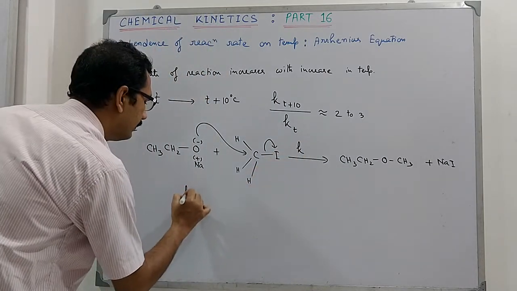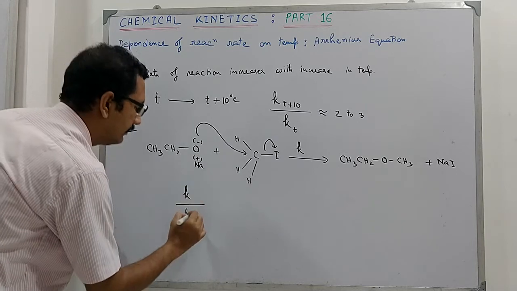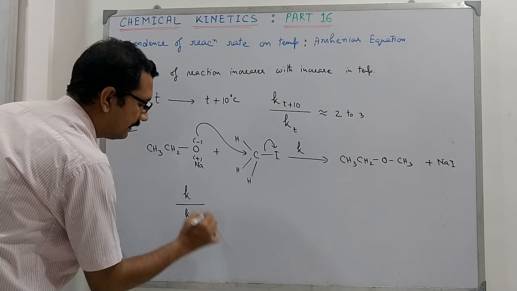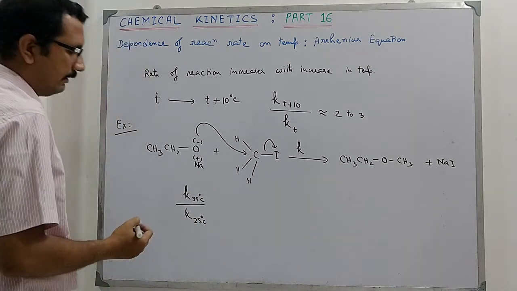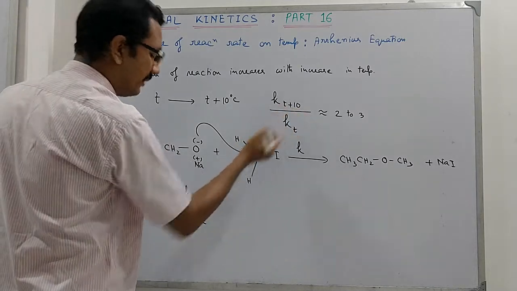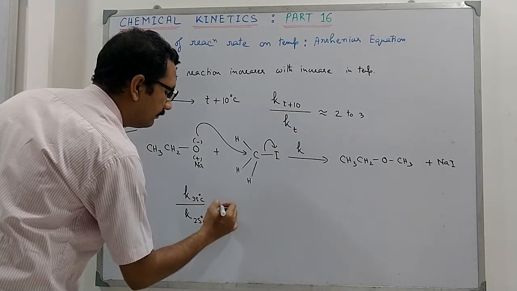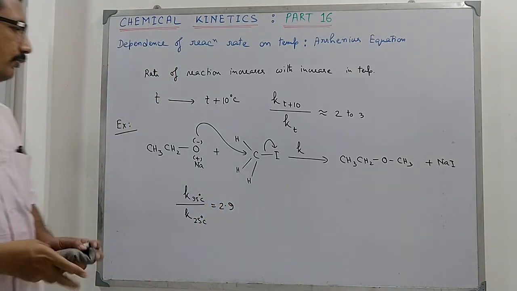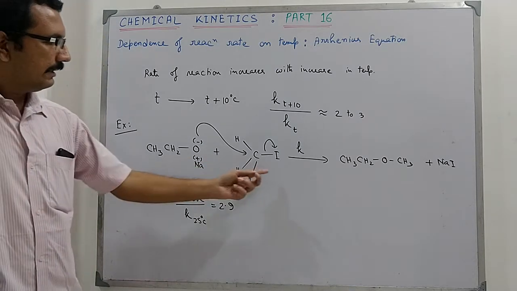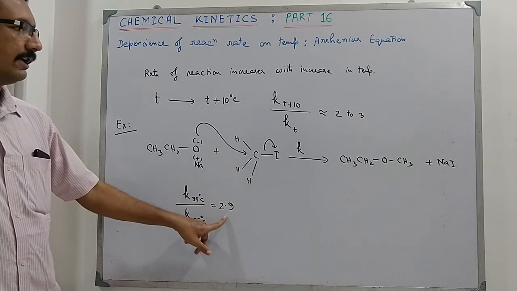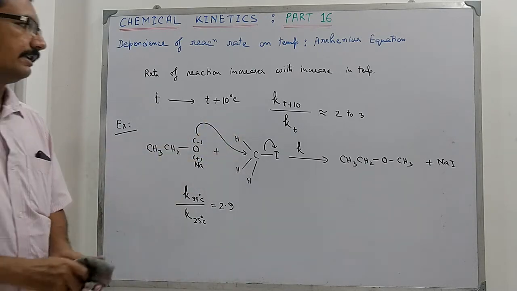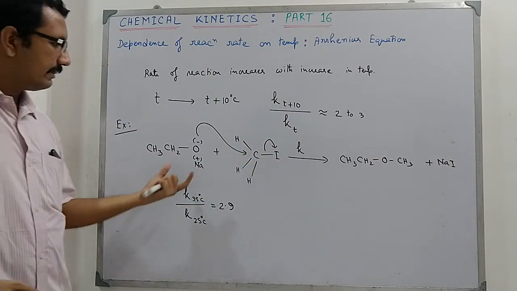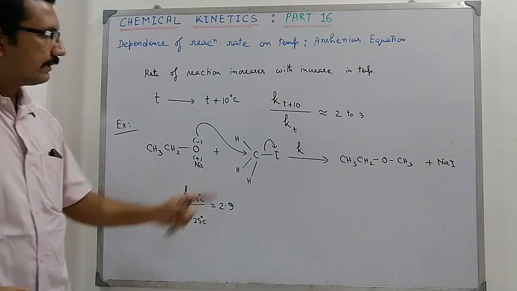Now when the reaction is repeated at two different temperatures, at 25 degrees centigrade and 35 degrees centigrade, so this is 25 and this is 25 plus 10, so 35, it is found the ratio to be 2.9. So the temperature coefficient for Williamson synthesis for this particular reaction is found to be 2.9. So this is one observation of Arrhenius. So with increase in temperature, the rate of the reaction increases, and at the same time there is a temperature coefficient which looks like this.